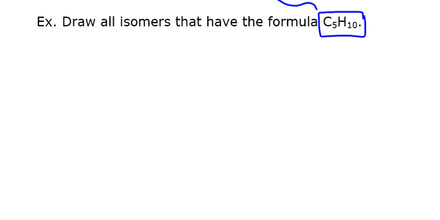So if this is dealing with an alkene, and we've got 5 carbons, why not start off with one that has 5 carbons just in a chain? So what if I put my double bond on the first carbon?